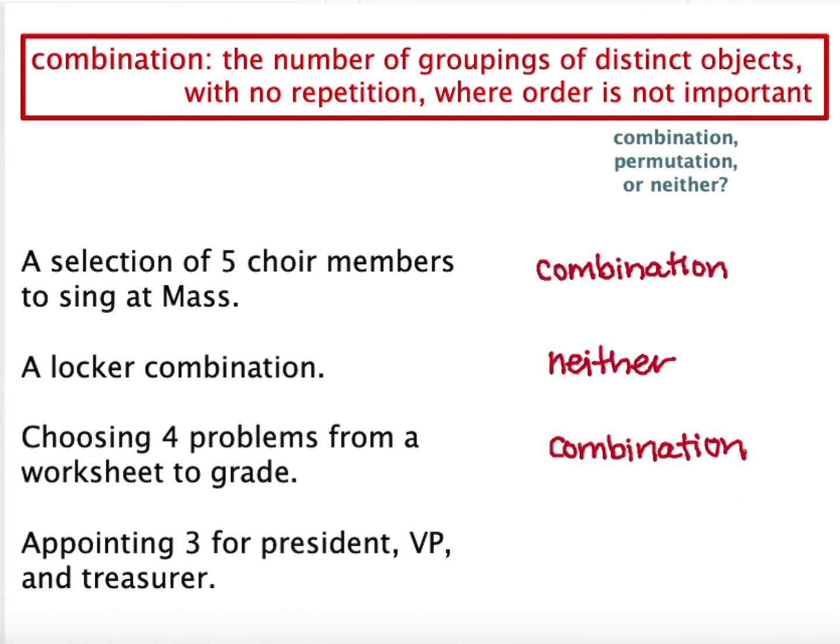If I were appointing 3 people for president, vice president, and treasurer, those are certain positions, right? Distinct positions, and I'm going to nominate somebody different for each position, so no repetition. And when we're talking positions, we're talking a certain order, so that's a permutation. So some keywords that we're looking for: groupings are combinations, positions are permutations, arrangements are permutations. Just some key things to look for.